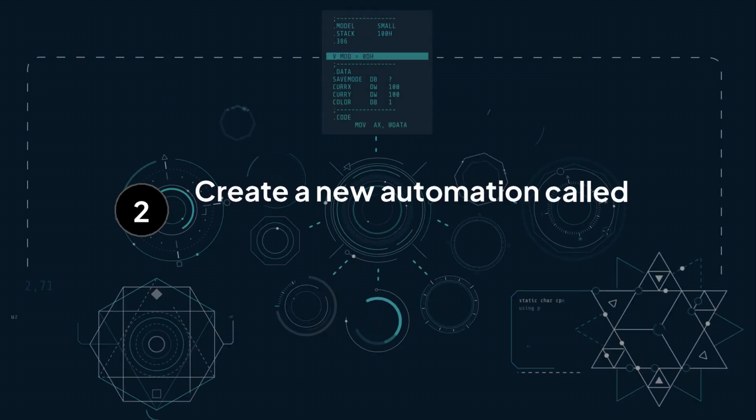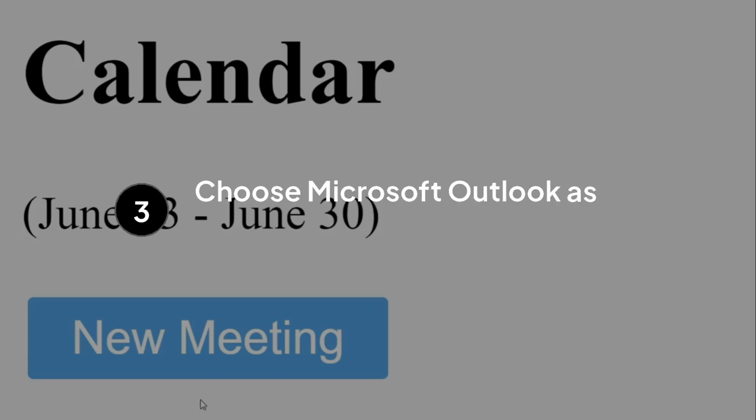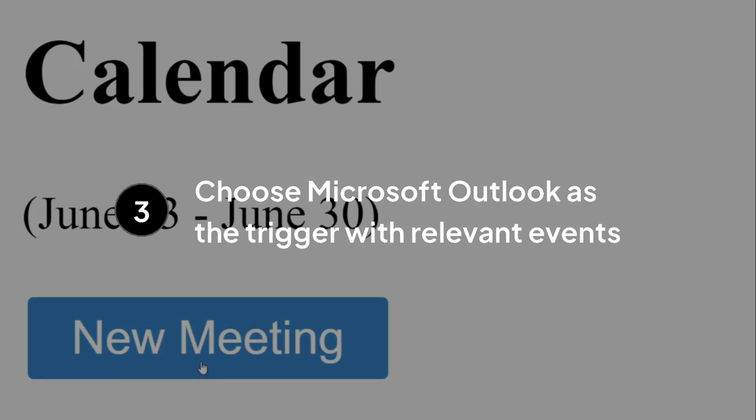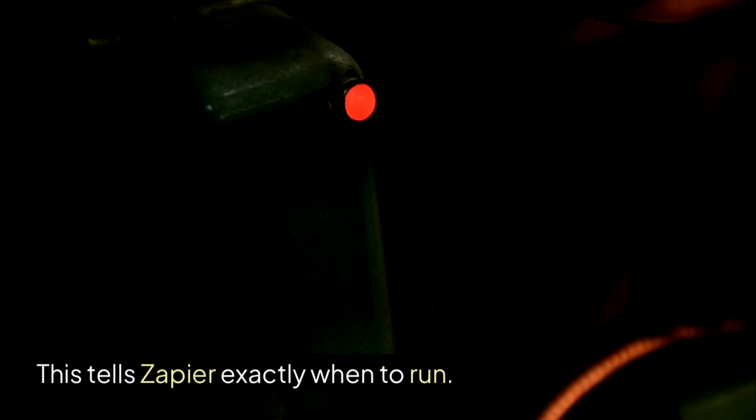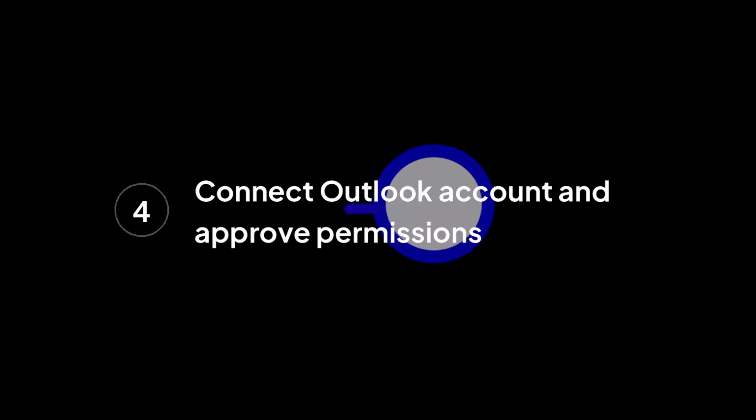You'll create a new automation, which Zapier calls a zap. For the trigger, choose Microsoft Outlook, then pick the event that makes sense for your workflow, like new email or new calendar event. This tells Zapier exactly when to run. Connect your Outlook account and approve the permissions so Zapier can read the data tied to that trigger.